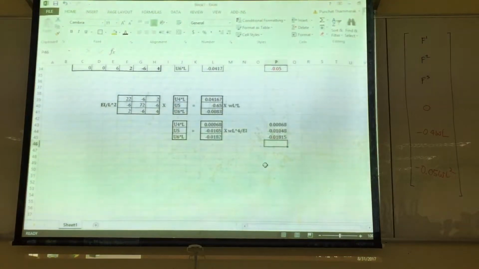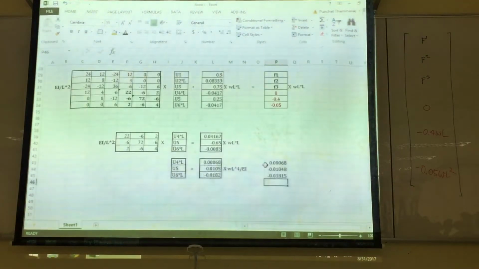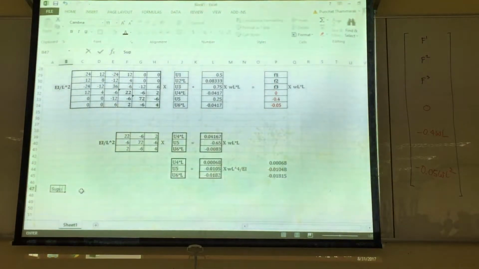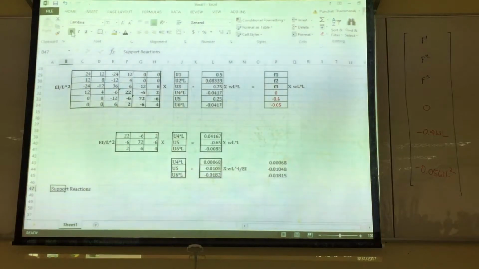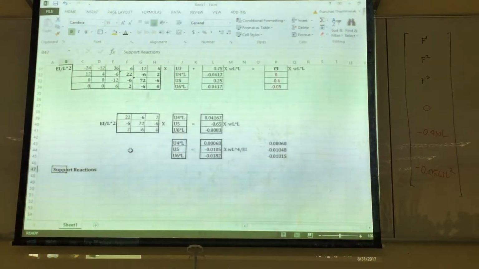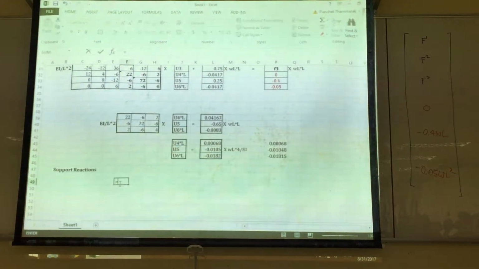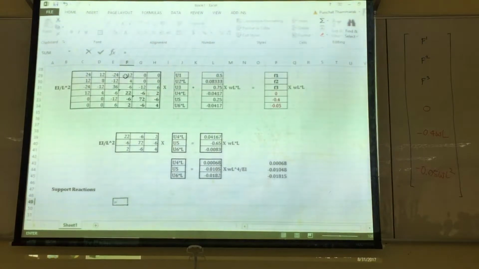Now support reactions. If I need support, I will send you this file, so you can crack it out. Find the joint support reactions. You need to copy this part of the matrix, as this will be multiplied to 0. So you copy this one.